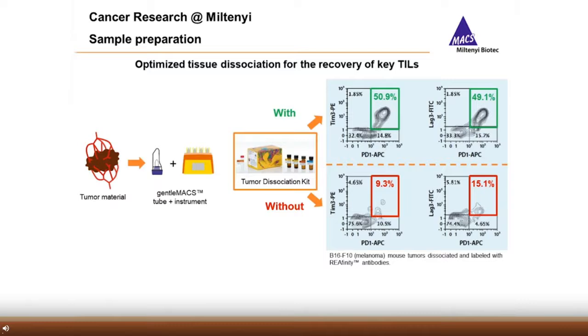The interest of optimized enzymatic dissociation can be showcased in this example. Just doing a mechanical dissociation will result in the loss of cell populations which are closely attached to the tumor cells, such as tumor-reactive T cells. Using the tumor dissociation kit will enable the identification of these rare cell populations.